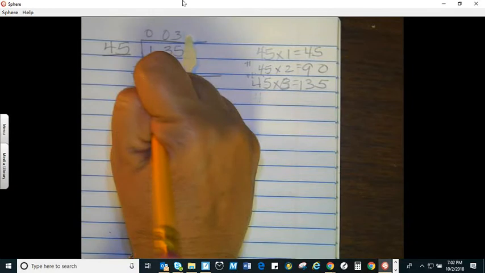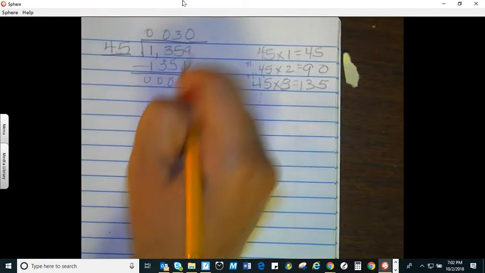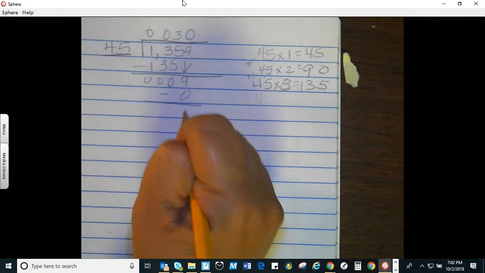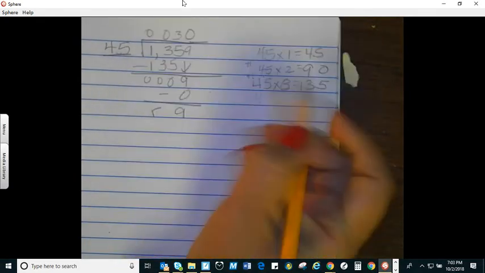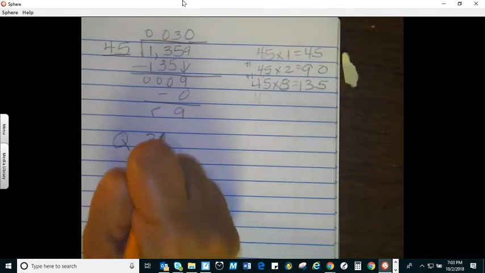0, 0, 0. I'm going to bring down my 9. Can 45 go into 9? No, it goes 0 times. 45 times 0 is 0. Subtract that out. I have a remainder of 9. So my quotient is 30 with a remainder of 9.